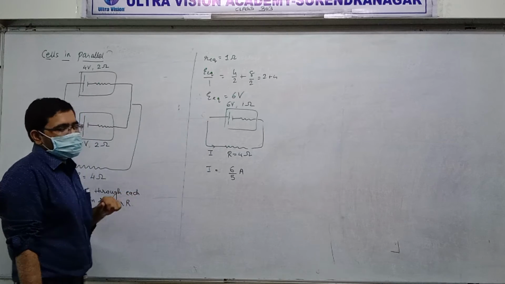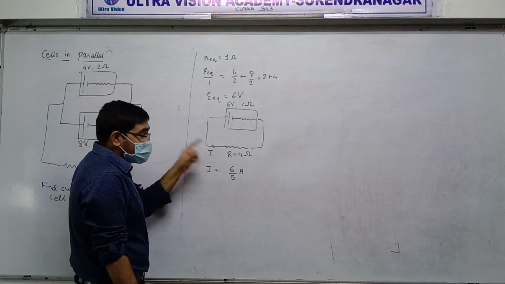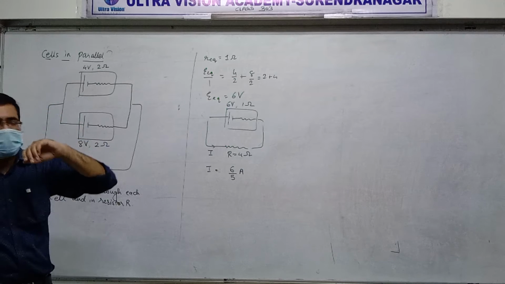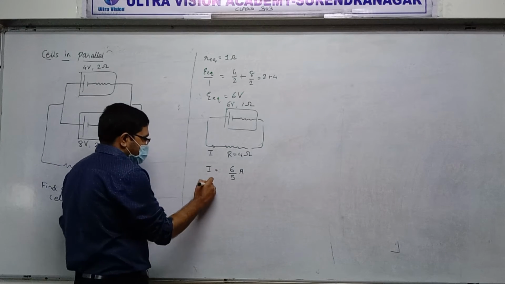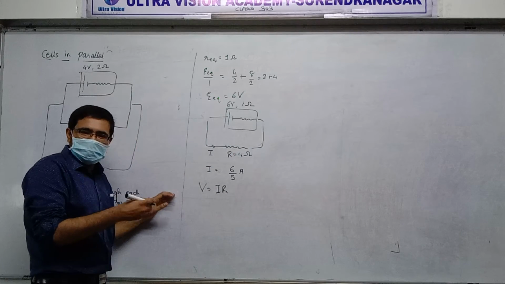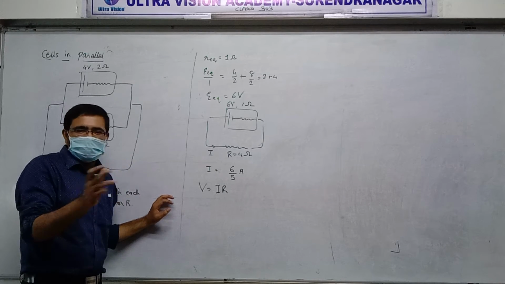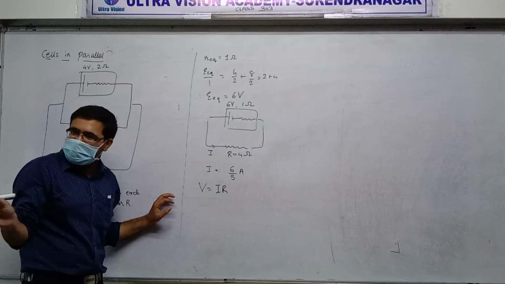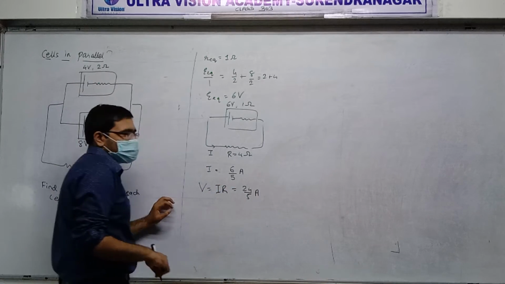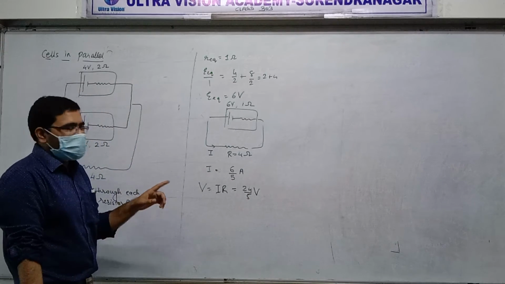What is its terminal voltage? What's the terminal voltage? Hurry up. 24 by 5. No, terminal voltage formula is I into capital R. Yes or no? Do you remember this formula of terminal voltage? One is epsilon minus I r and the second one is I into capital R. Correct or not? Yes. So I into R is 24 by 5 volt. Clear? We got terminal voltage.